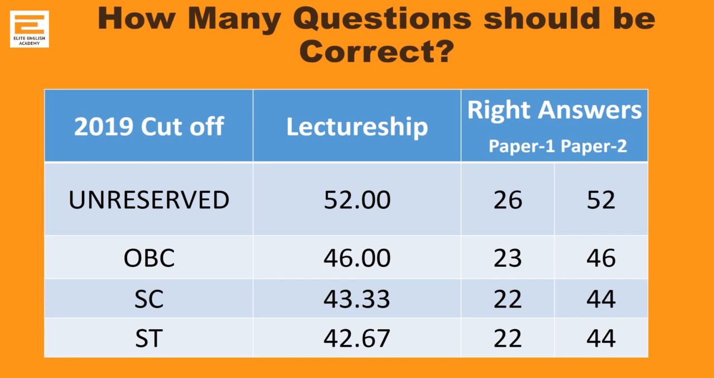So this should be your plan. In paper 1, out of 50, 25. In paper 2, out of 100, 50 questions. If you answer like this, definitely no one can stop you from passing the NET exam next time.